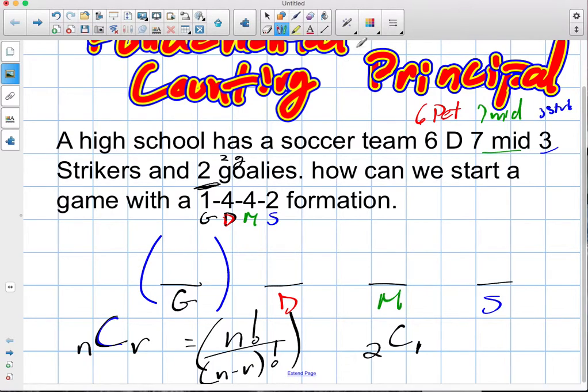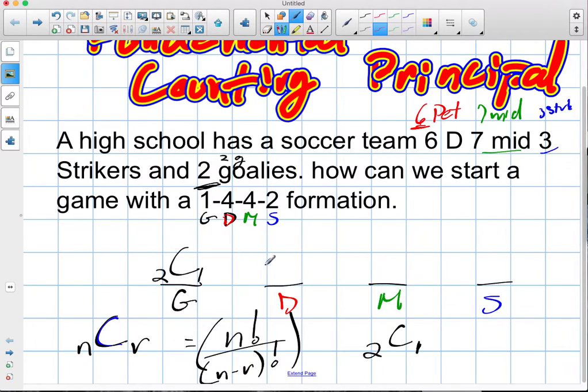Okay, so for the goalie part, I'm going to write the combination on top. How many ways can we count 1 individual out of a group of 2? So that's our first number we need to solve for goalies. For defenders, our total group is 6. There's 6 of them, but there's only 4 positions for defenders. So for our combination, we're looking at how many ways we can count 4 defenders out of 6.